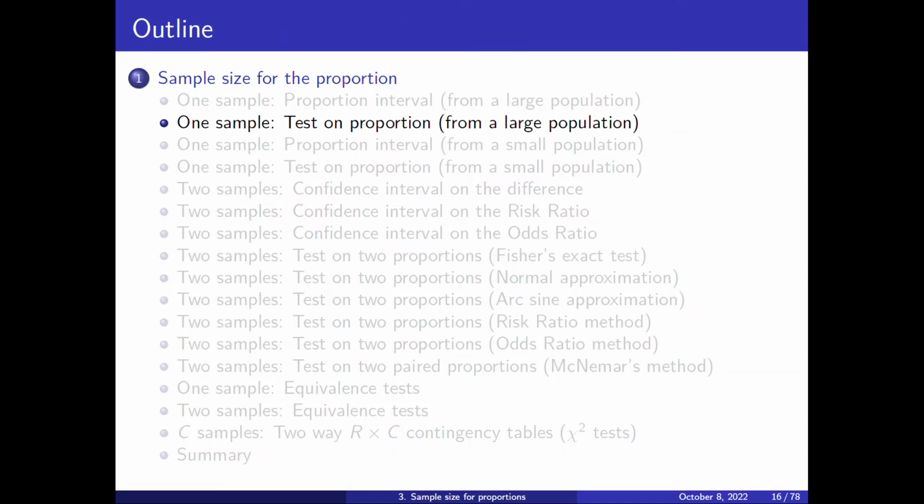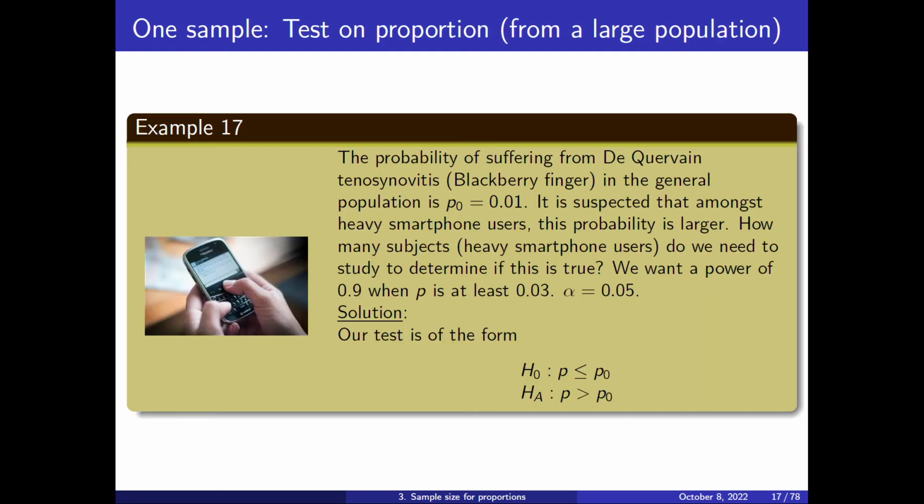And yeah, so what if we want to construct a test on that proportion? Okay, so let's say that you are studying a kind of disease that is called the tenosynovitis of De Quervain, and this is also called the blackberry finger. So people that are texting quite often have a problem in their fingers.